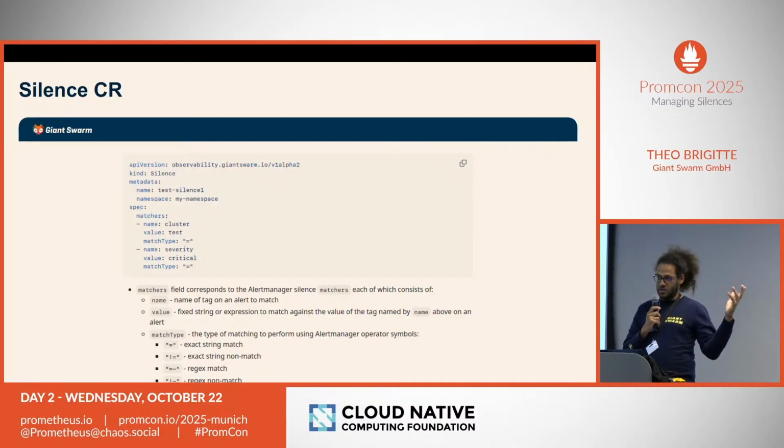But yeah, basically your silence, whenever it's synced to the cluster, it gets synced to Alertmanager, and when the expiry date is over, then it's removed from Alertmanager. And you have the set of matchers, exactly what you have in the Alertmanager API.